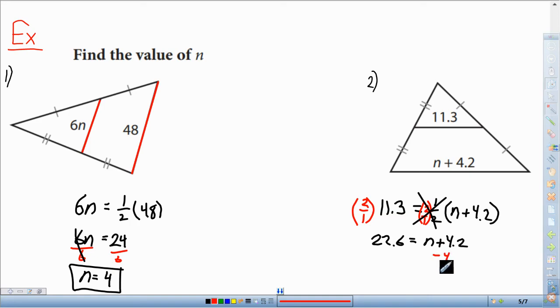Okay, last thing, solving for n. I need to get rid of this 4.2 by subtracting it from both sides. So 22.6 minus 4.2 gives me 18.4 on the right. Got n. I'm going to flip it around, so n equals 18.4.